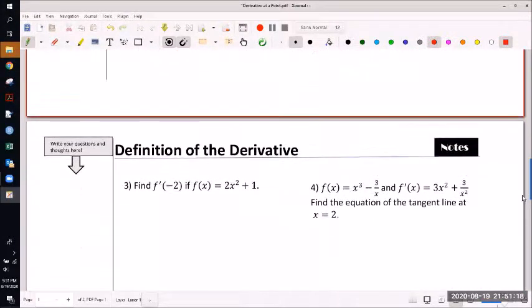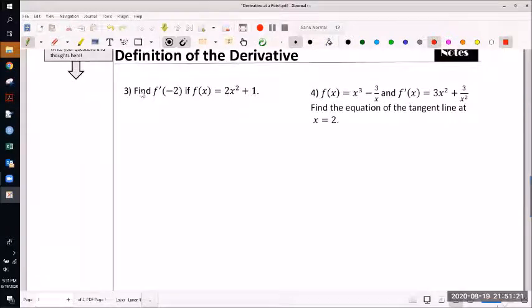So let's apply this to a problem here and find that actual derivative, f prime at negative 2, if the function is 2x squared plus 1. The first thing we'll want to do here is, well, first of all, let's use this notation here. We'll use the limit as x goes to negative 2 of f of x minus f of c over x minus c, and we'll see how that works. And then we'll try the other pattern.